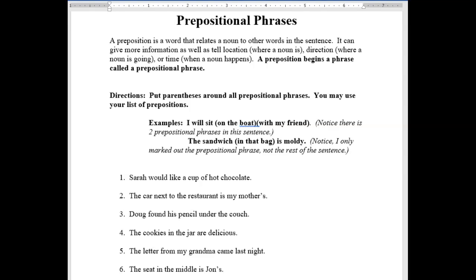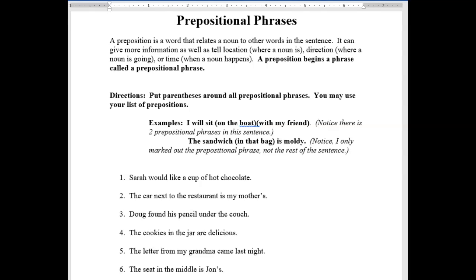So we've been talking for, I don't know, a week now about prepositions, prepositional phrases. So today we're going to dive into finding prepositional phrases in a sentence. So take out your prepositions list. You are allowed to use your list to help you find a preposition in a sentence. So take that list out. You'll need that. And then page 3.